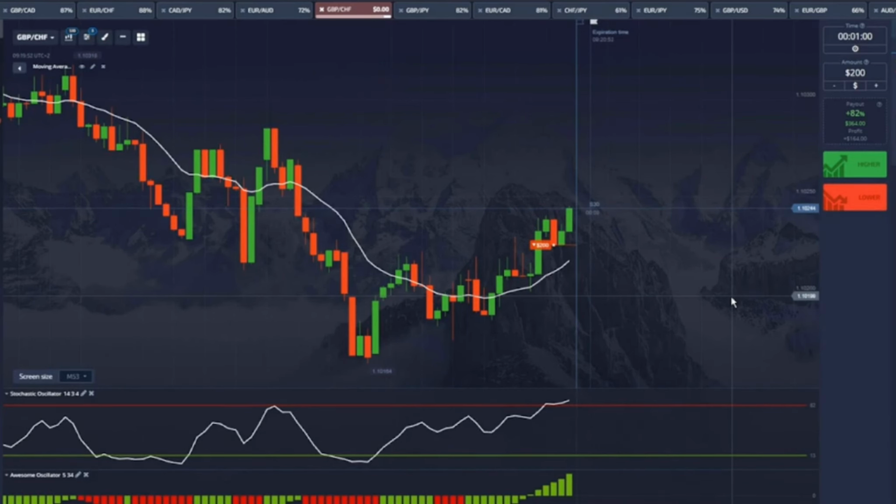The upward momentum was strong and the market did not pull back downward as I forecasted, and the trade closed with a loss.